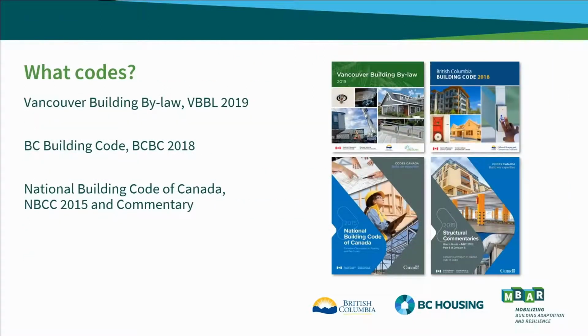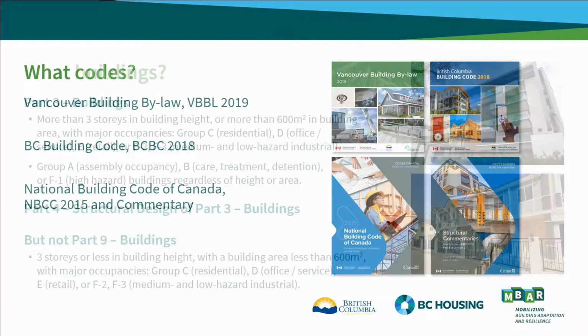So what codes am I referring to? It's the Vancouver Building Bylaw, the BC Building Code, and the National Building Code of Canada, with the current editions noted. The National Building Code of Canada is the model code that is used by the other 2 codes. The earthquake design provisions are the same in all these codes.